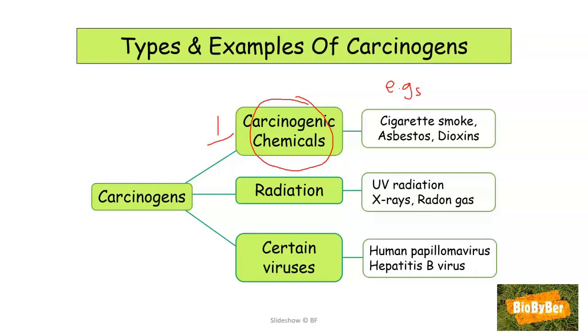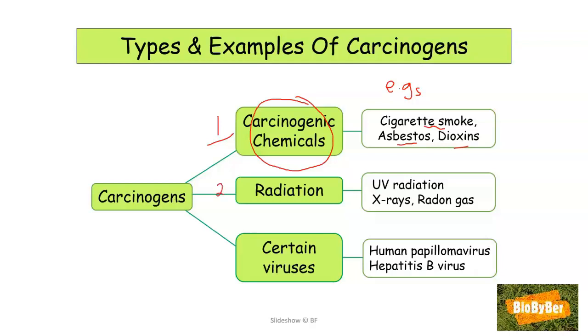Another thing to be aware of here is if you are asked for an example of a carcinogen, state the term cigarette smoke. Don't use the term smoking. Smoking is a verb and an activity, but it is the actual cigarette smoke that causes the cancer. Asbestos is a chemical that was commonly used in roofs for houses or sheds, and dioxins are chemicals that are produced when you burn plastics.